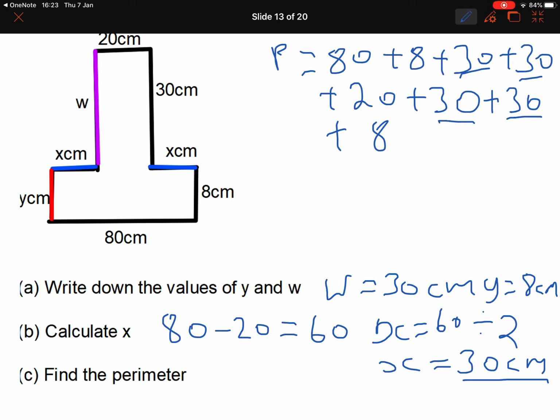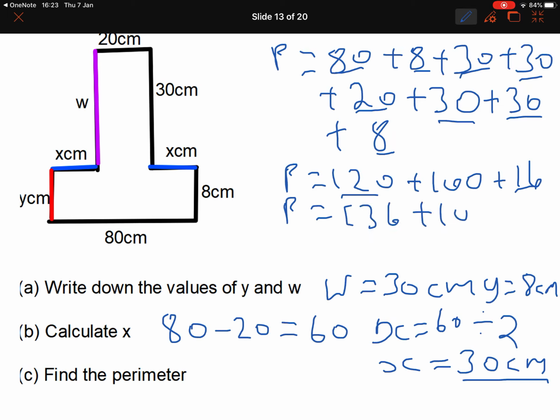Okay, now adding this up could be quite simple. So I have four lots of 30, which is 120. And what you also recognize is 80 plus 20 is 100. 8 plus 8 would give us 16. So when we add these together, if I add on 16 to 120 first, that would give us 136 plus 100. So therefore, the perimeter is 236 centimeters. And this is something you can always check with a calculator if you're in any doubt.